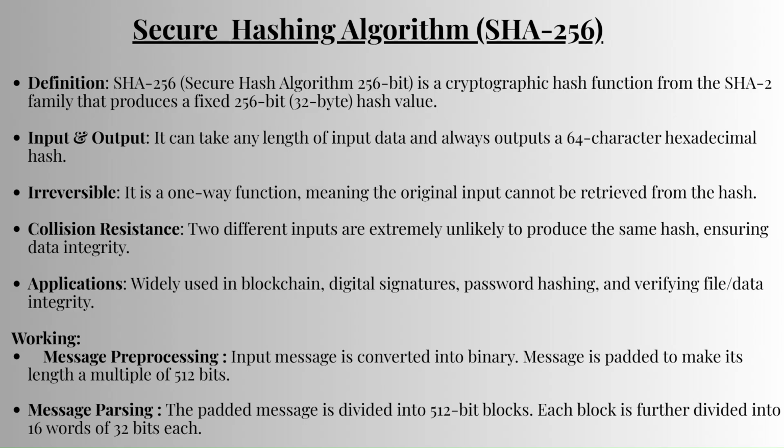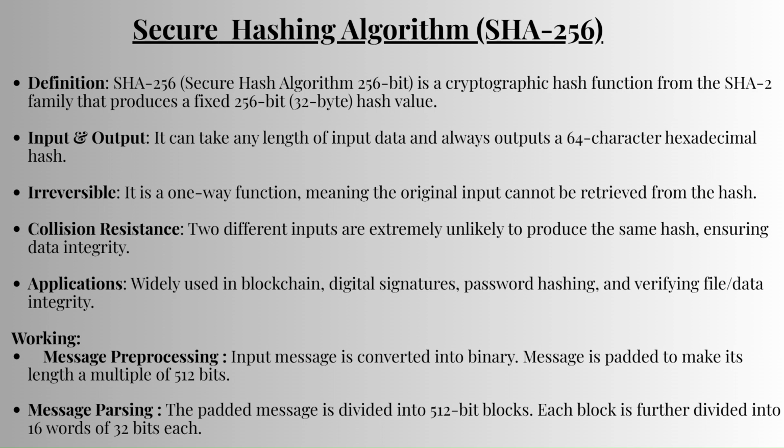It is again irreversible, like it is a one-way function, and the original text cannot be retrieved from the hash value. Collision resistance मतलब दो input extremely unlikely to produce the same hash, which ensures data integrity. Whereas for application, it is used in blockchain, digital signature, password hashing, and verifying file integrity. So how does it work? सबसे पहले होता है message pre-processing, where the input is first converted into binary, और वो जो binary होता है हमें उसको padding देनी है, so that we can form a length which is a multiple of 512 bits.